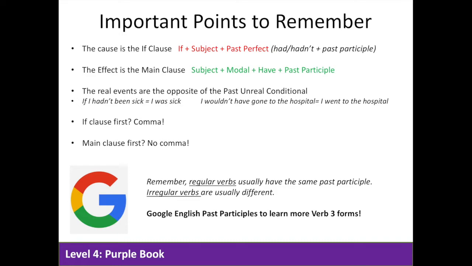If you put the dependent clause first, you must put a comma in the middle of the sentence to separate the two clauses. If the main clause is first, you don't need a comma. Also remember that regular verbs usually have the same past participle, whereas irregular verbs are usually different. Take a moment to Google a long list of English past participles to learn more of the verb 3 forms.